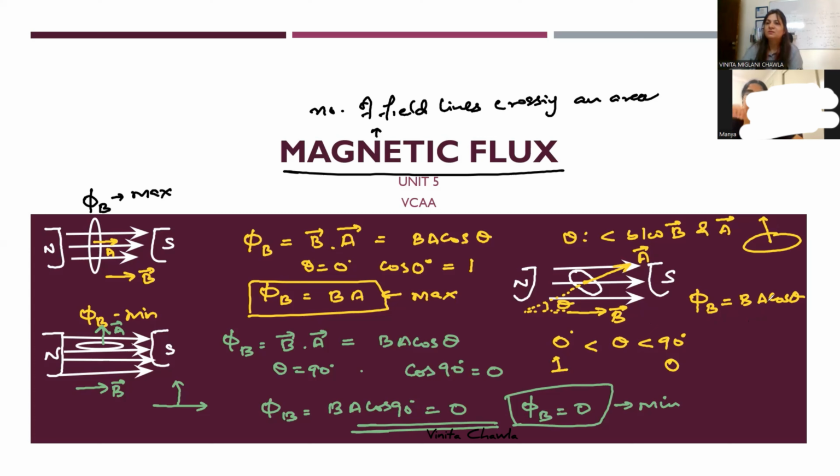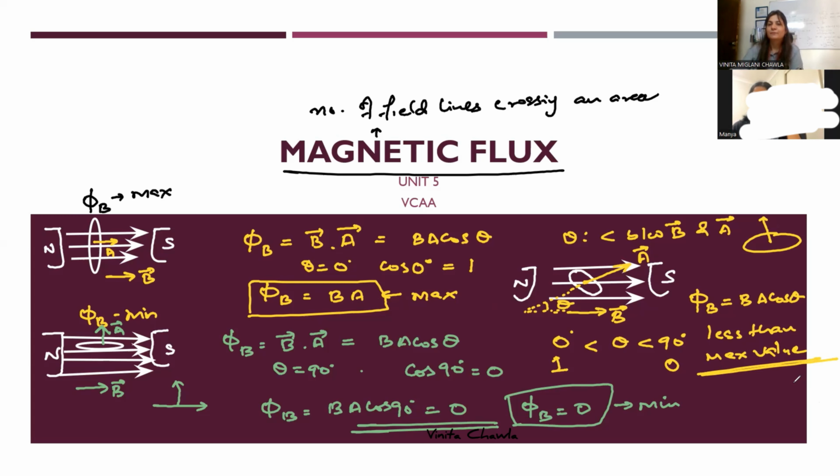Some magnetic field lines will not cross the coil. So it is less than the maximum value. The maximum value is BA, and this is less than the maximum value. Clear?